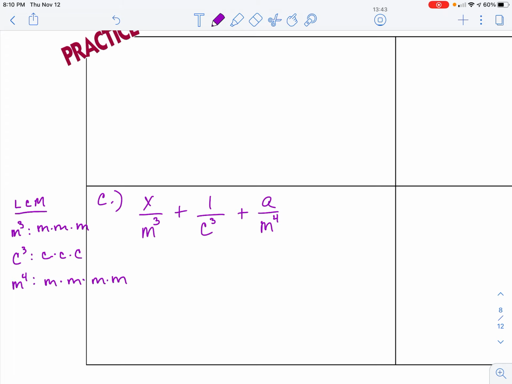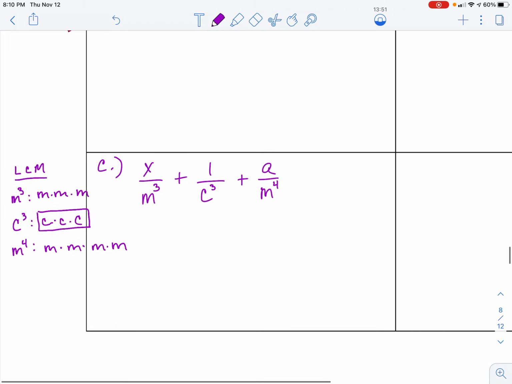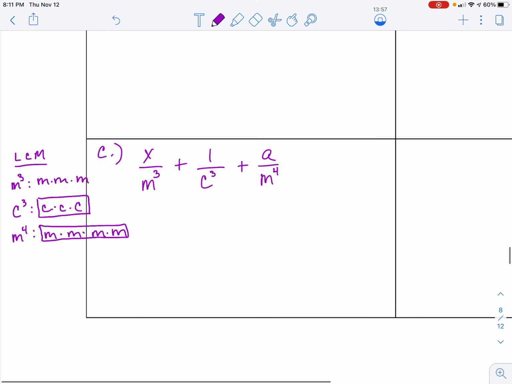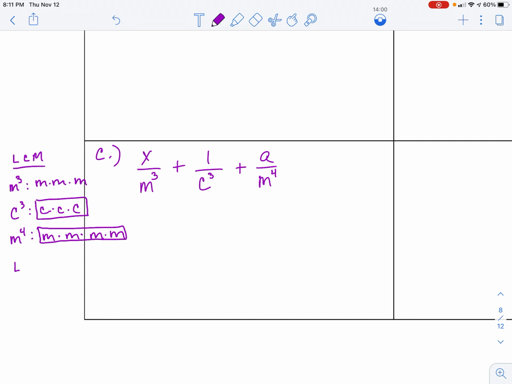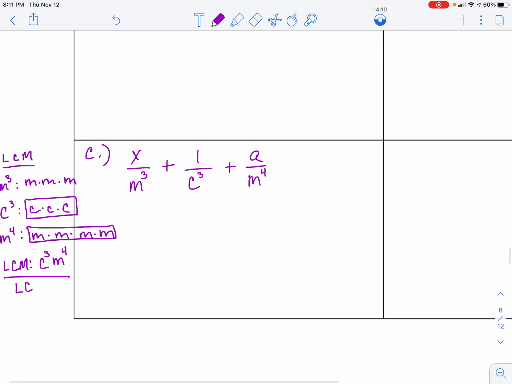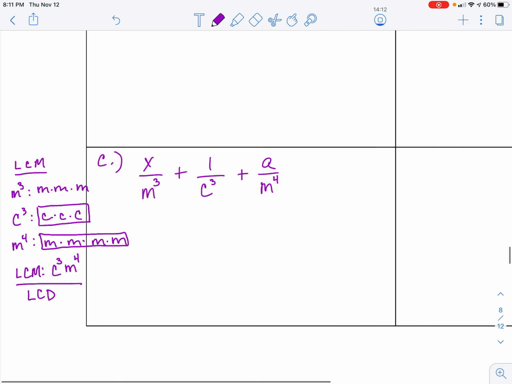So let's start with c. There are only 3 c's right here, so we know we're going to need that. And then also we have 3 m's with m to the third and 4 m's with m to the fourth. So we're going to find where it occurs the most, which is with m to the fourth. So then your LCM is going to be c to the third, m to the fourth. That's what you need to make your denominators. That's also your lowest common denominator.